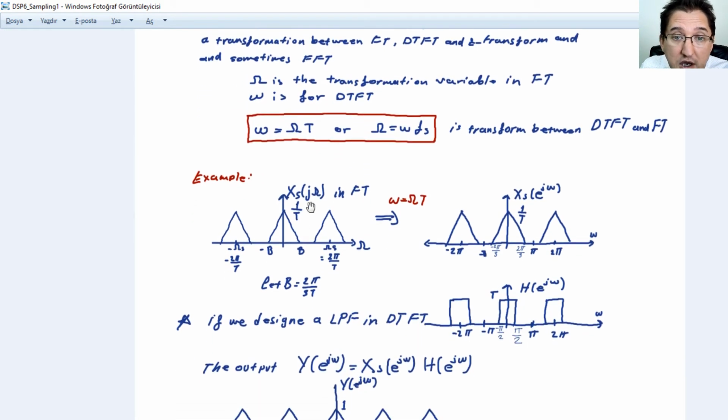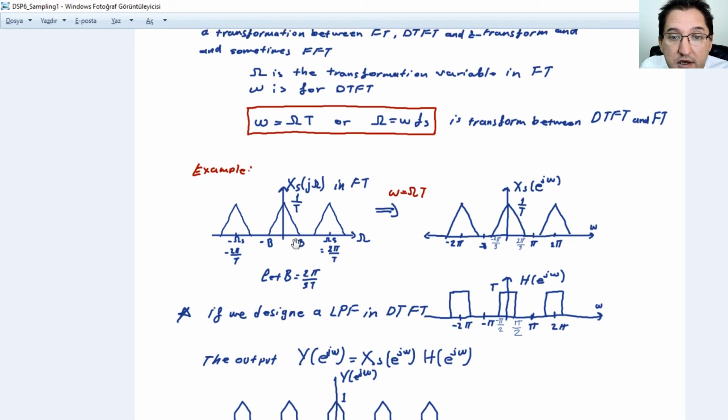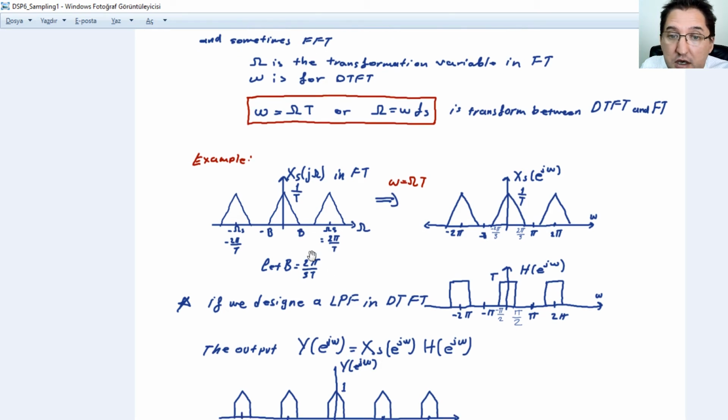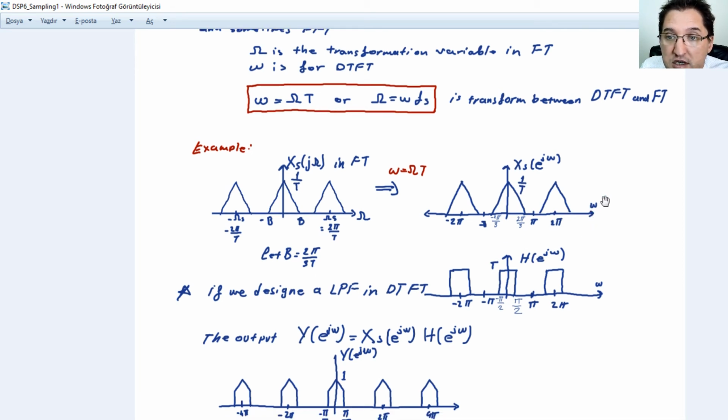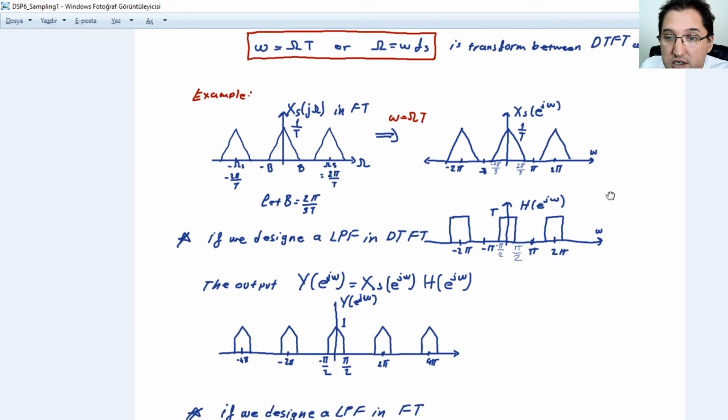For example, here we have the spectrum of the sampled signal as above, and for example B here is 2 pi over 3T. If we want to transform the spectrum into the discrete time Fourier transform, we use w equals omega T, and if we put 2 pi over 3T into omega here, we get 2 pi over 3 here, and this is in the discrete time Fourier transform.